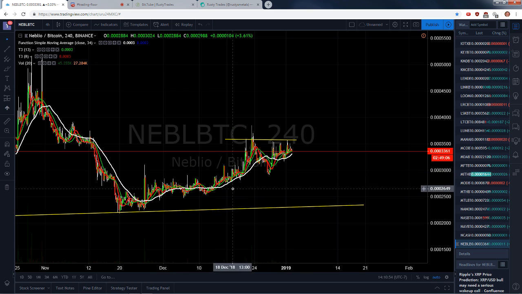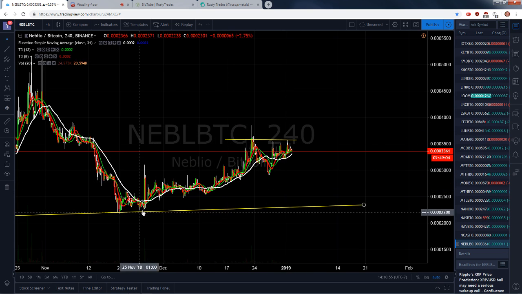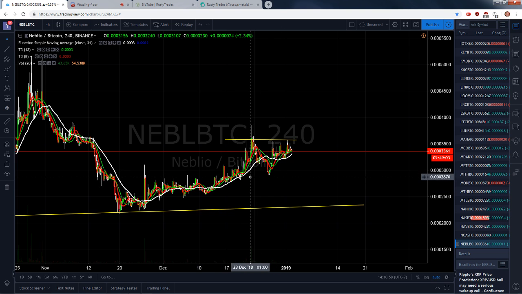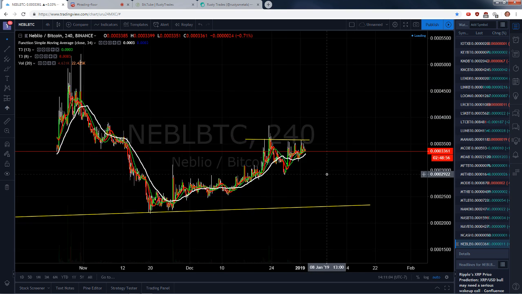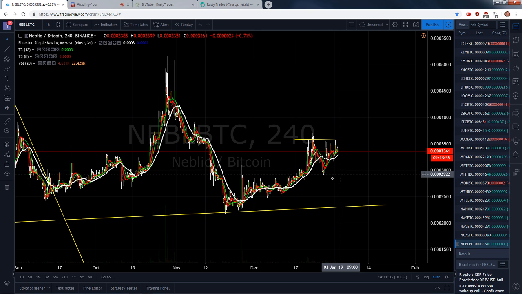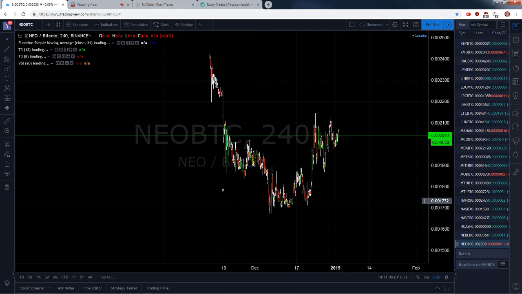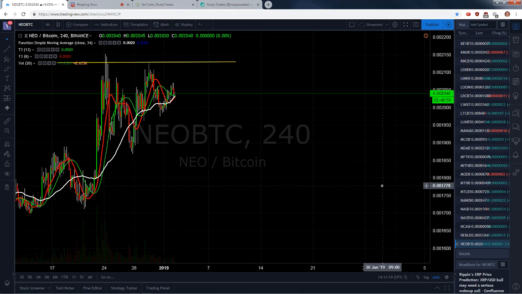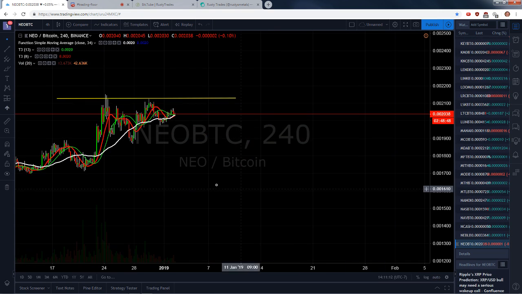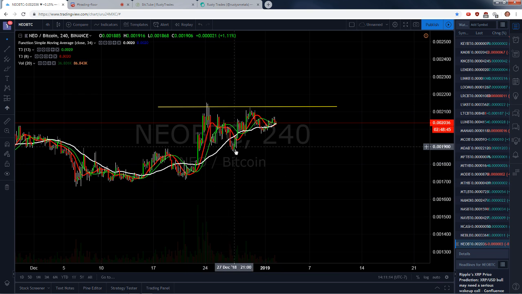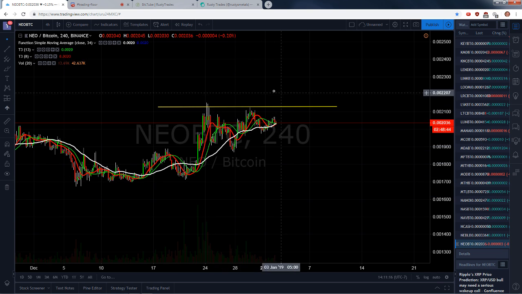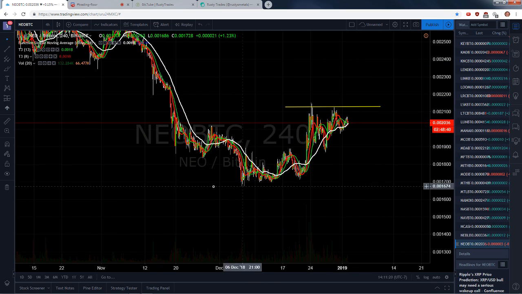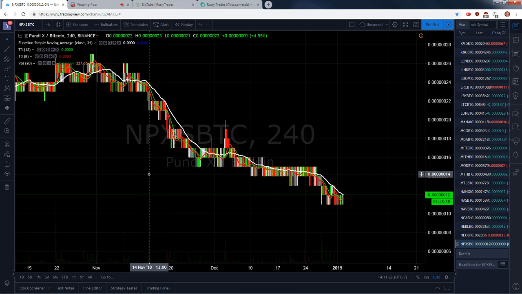Neblio. Nice high level consolidation. I got higher lows all the way into previous lows, came all the way back in. Looks like a cup and handle. High level consolidation. Left shoulder, head, right shoulder. Another consolidation. Watch for previous high breaks into previous lows as resistance.